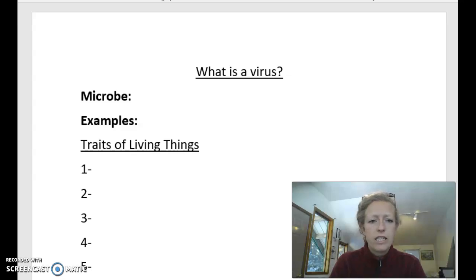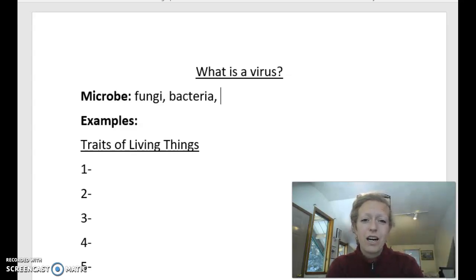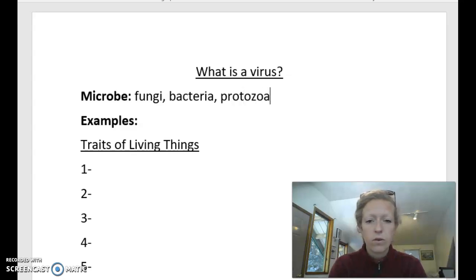So a virus is a microbe. Other examples of microbes are fungi, maybe like a mushroom or athlete's foot. We also have bacteria, like salmonella, that can also make you sick. We have protozoa, which is slightly similar in form. We won't really get into that, but they have a nucleus and kind of do their own thing in some ways.